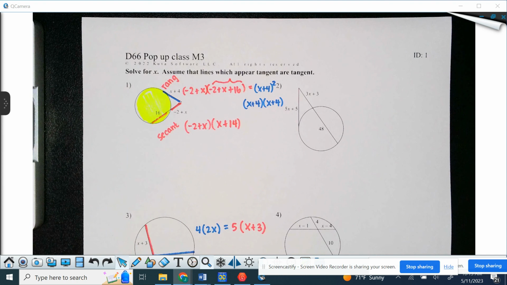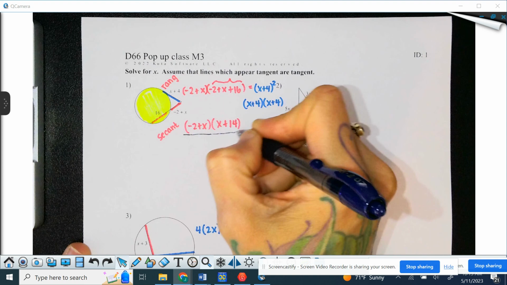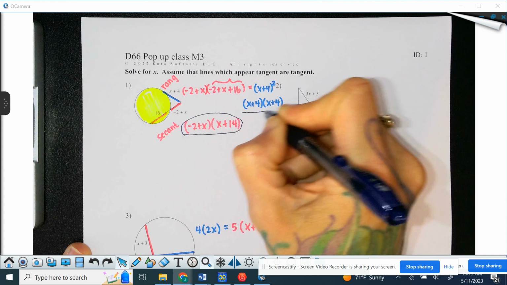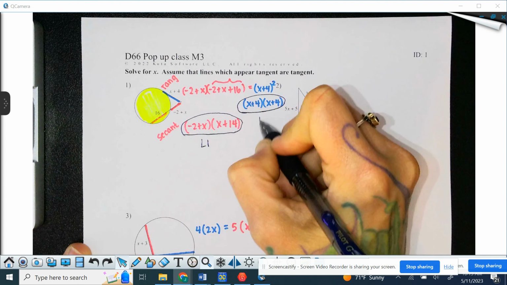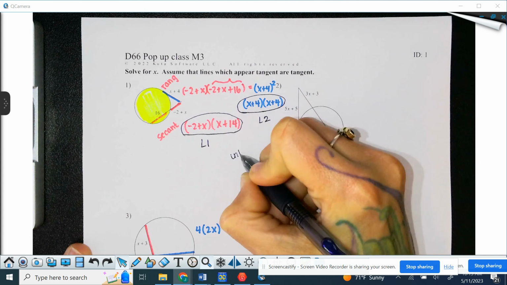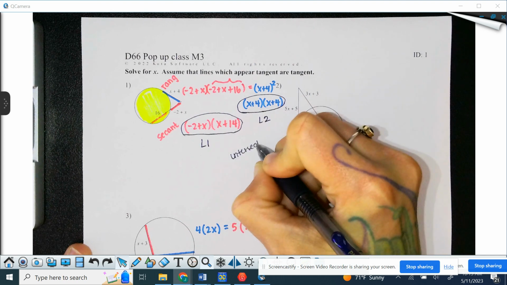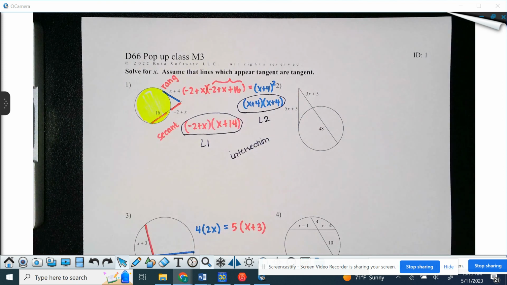Again, if you are using Desmos, if you can get this far and this far, put this in line 1 and this in line 2 and then go find the intersection, you should have your answer. The setup part, I can't get you around. Like, you just have to do the setup part.